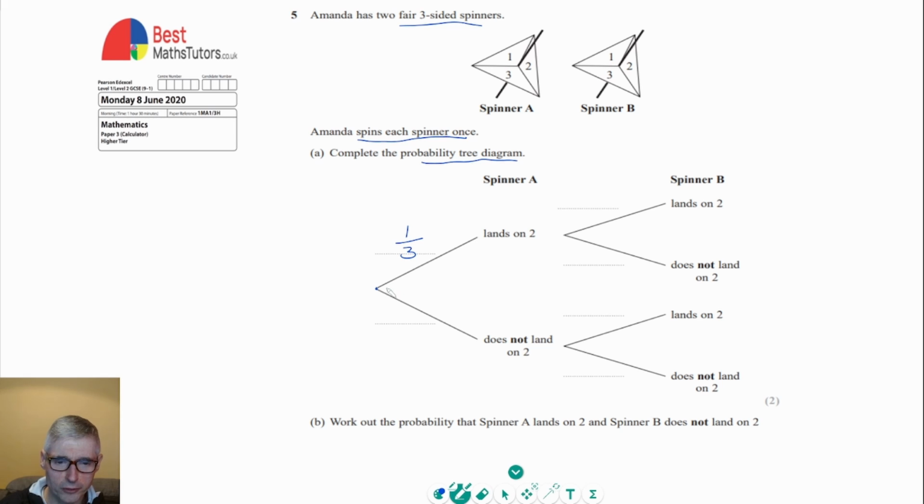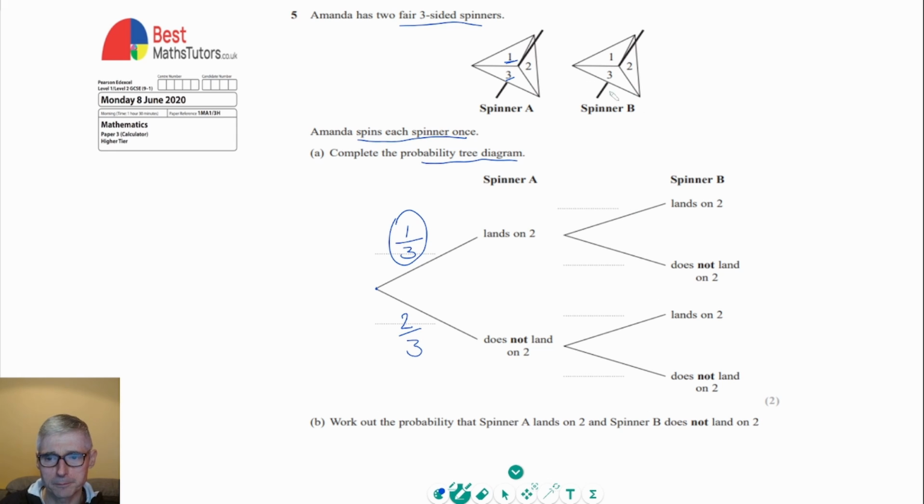And then the other branch is the probability of not landing on a 2. Because these must add up to 1, this probability and whatever probability is on the other branch has got to add up to 1, this must be 2/3, because we can see that 1/3 plus 2/3 adds up to 1. Another way of looking at it is that there were 2 ways of not landing on a 2, so that's why the top of the fraction is a 2 out of 3 possible outcomes.